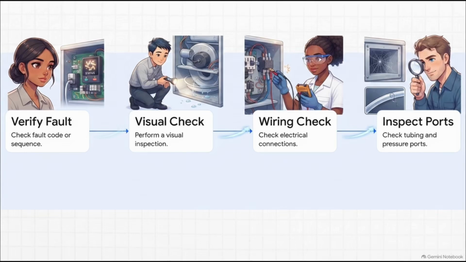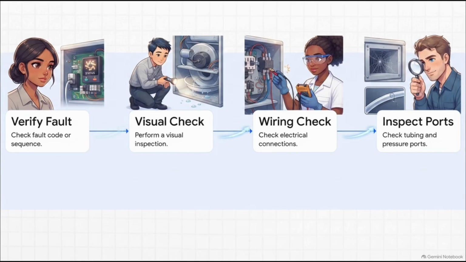Step 2, use your eyes before your hands. Do a thorough visual inspection. Keep an eye out for melted insulation on wires or maybe water pooling near the draft inducer pan. Step 3, check the wiring and electrical connections. A loose spade connector vibrating on a contactor can mimic a bad switch every single day of the week.